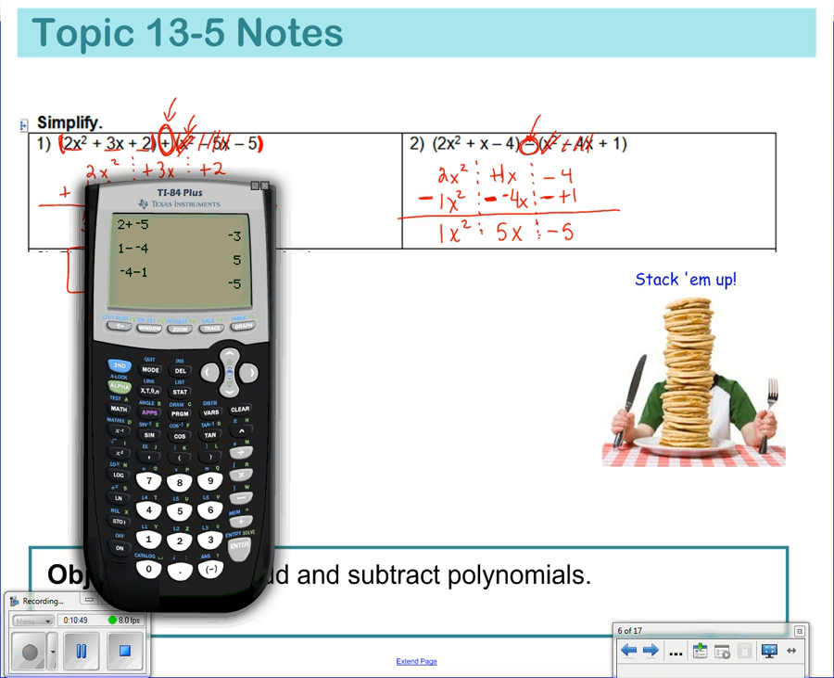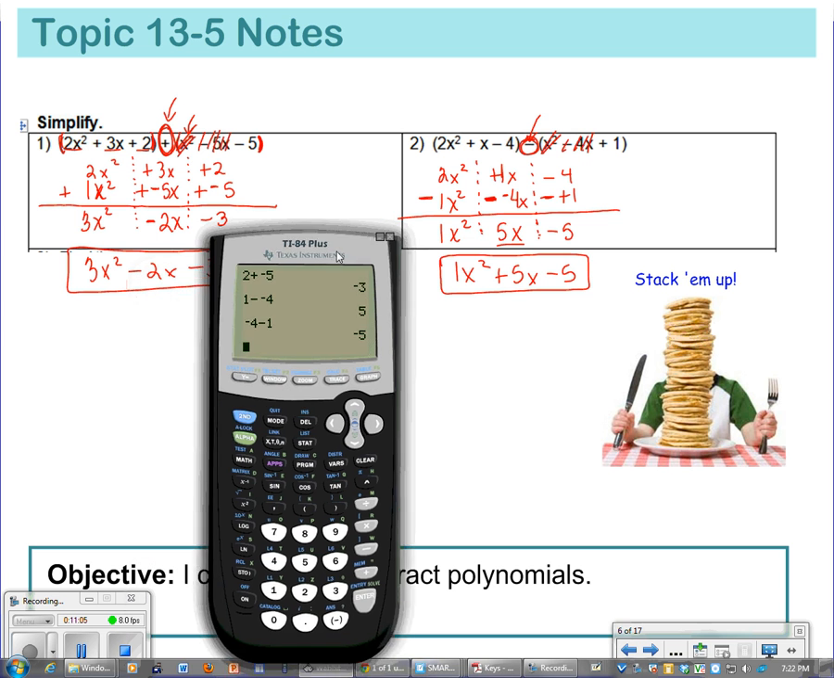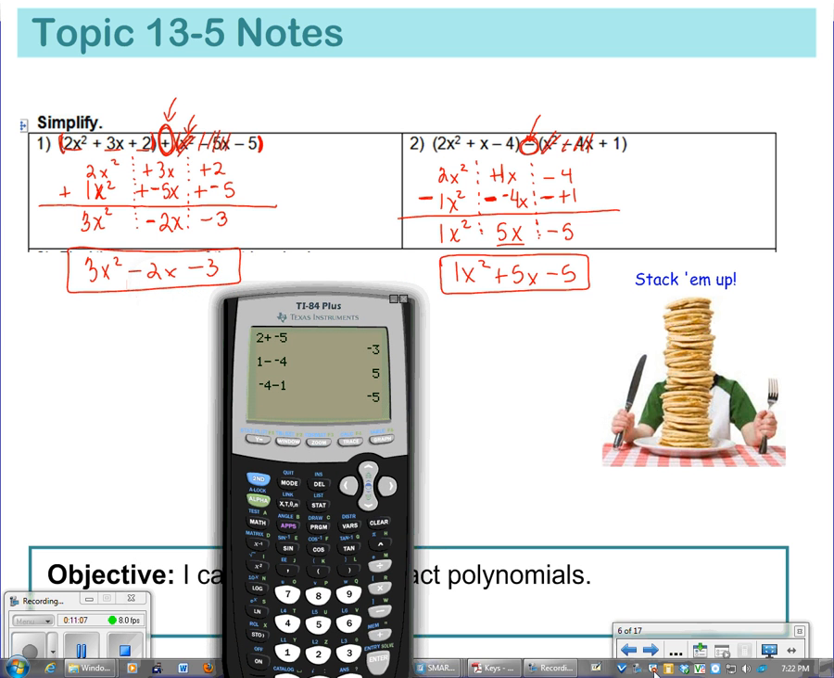I type that in and press enter. This is a negative 5. And there are no x's with this one. So now I rewrite it. I have 1x squared. Since this 5x is positive, we put plus 5x and then minus 5. So we are combining like terms by stacking them one on top of each other. Let's do some more examples.